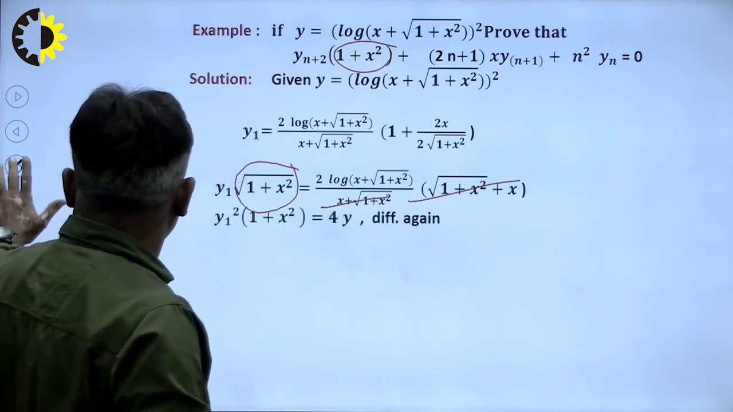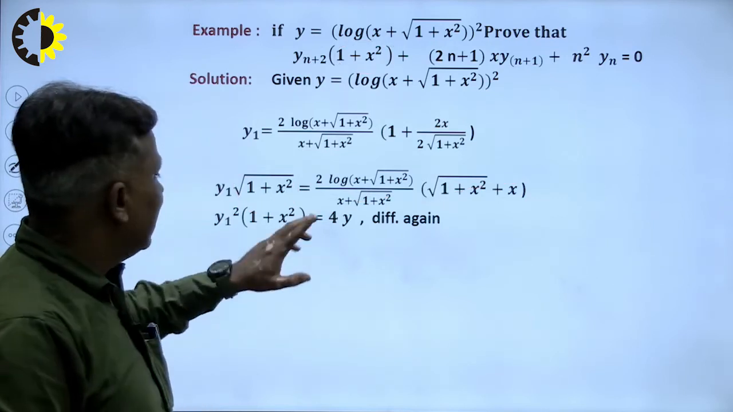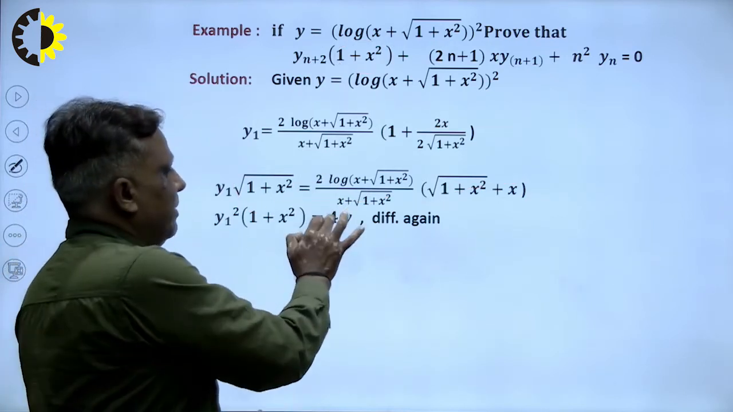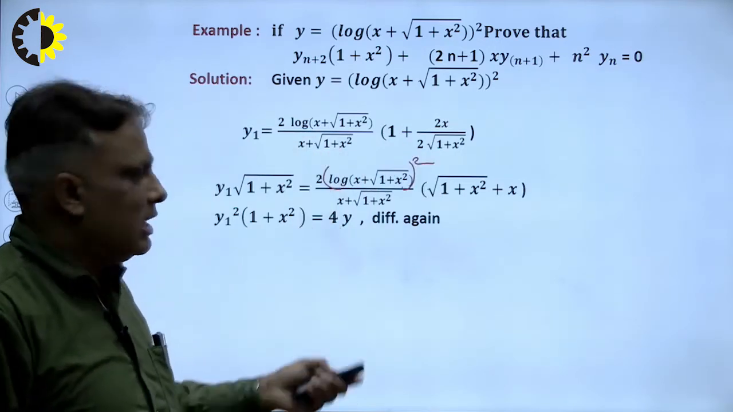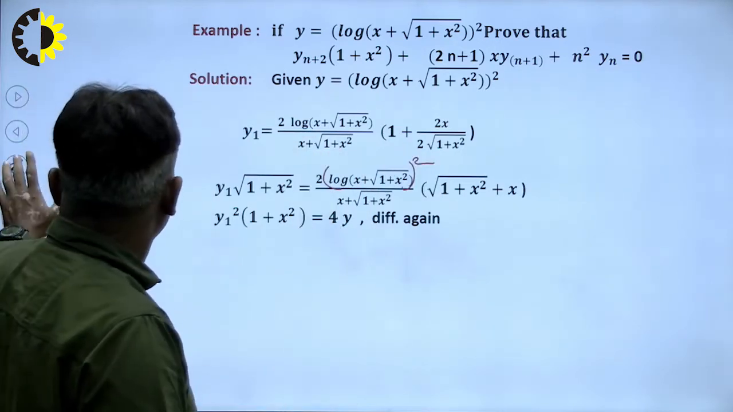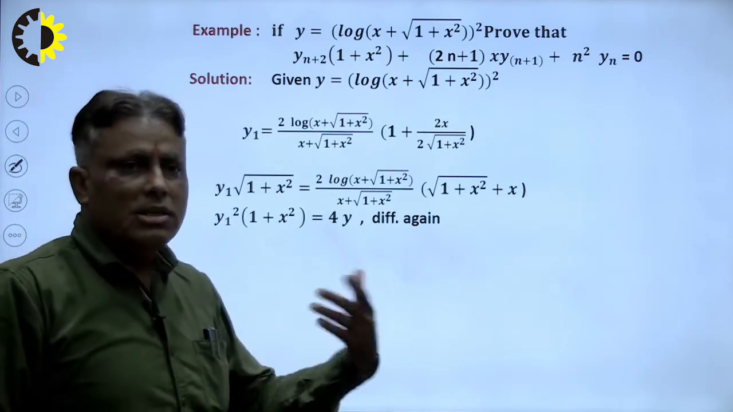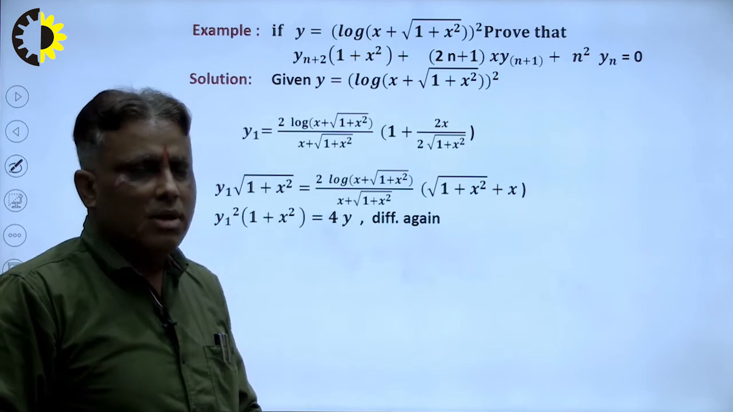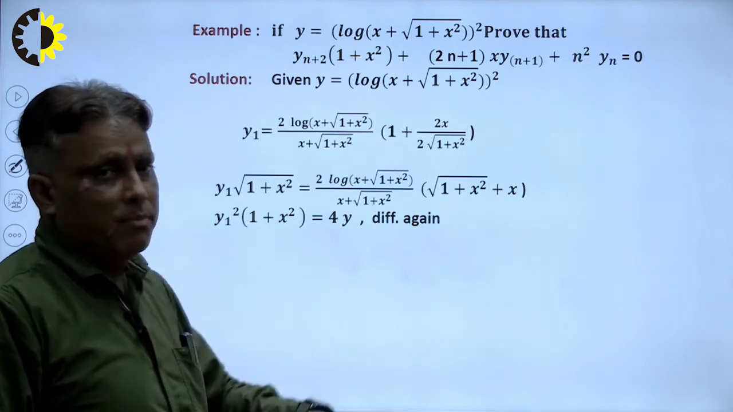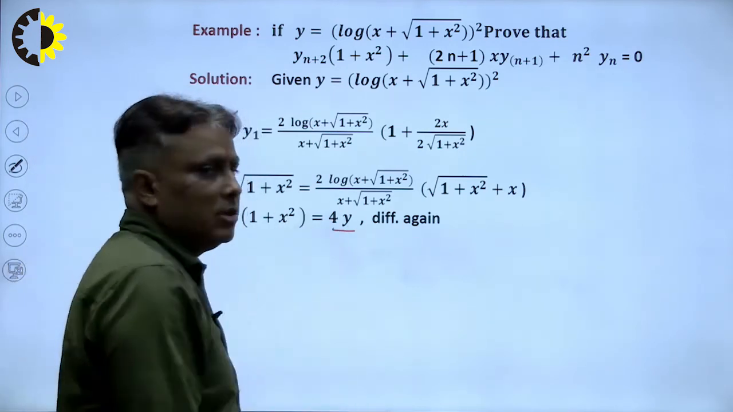So what will be the result here? The result will be y1 square into 1 plus x square, and 2 will be 4, and this will be squared here. So what will be the answer of this? The answer will be this y, because this is the given. I recall that when we solved the first time and got the first derivative, after this we converted the previous form into y.